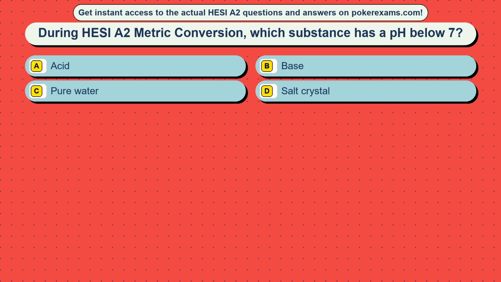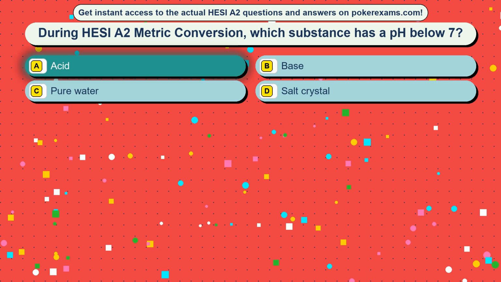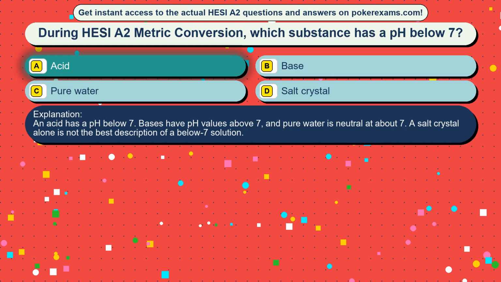Question 1. During HESI A2 metric conversion, which substance has a pH below 7? Option A, acid. Option B, base. Option C, pure water. Option D, salt crystal. The correct answer is option A, acid. An acid has a pH below 7. Bases have pH values above 7, and pure water is neutral at about 7. A salt crystal alone is not the best description of a below 7 solution.